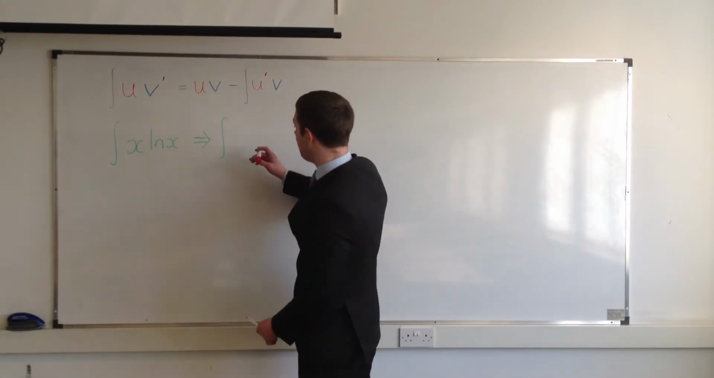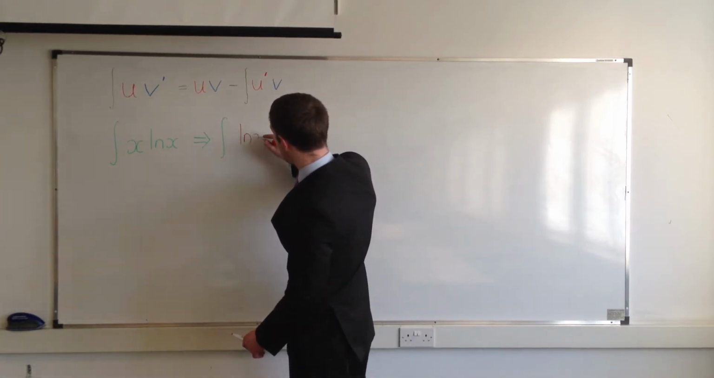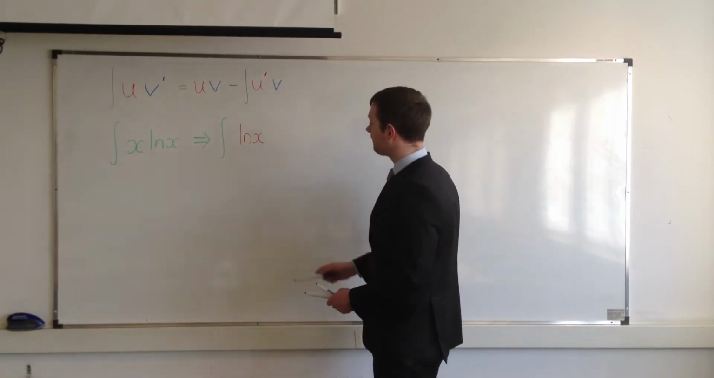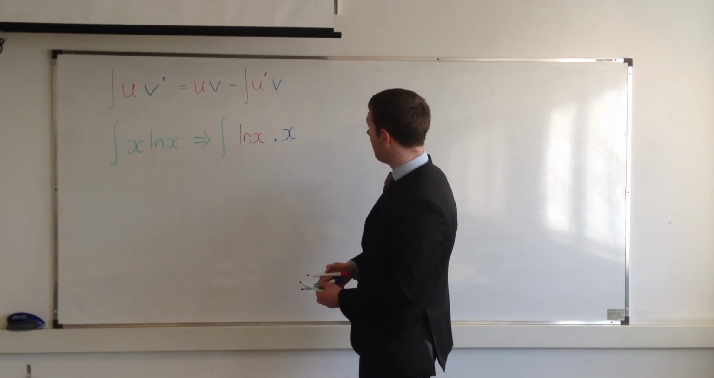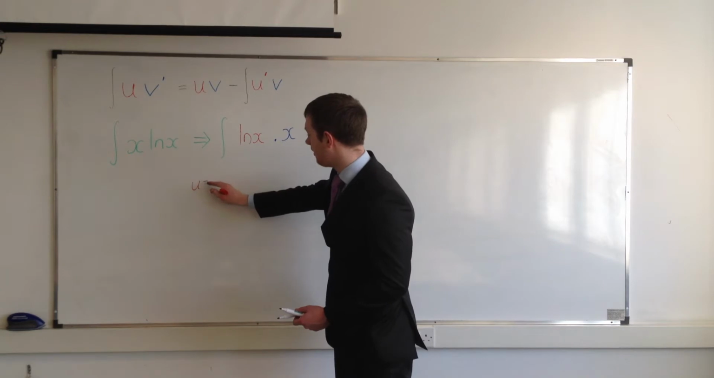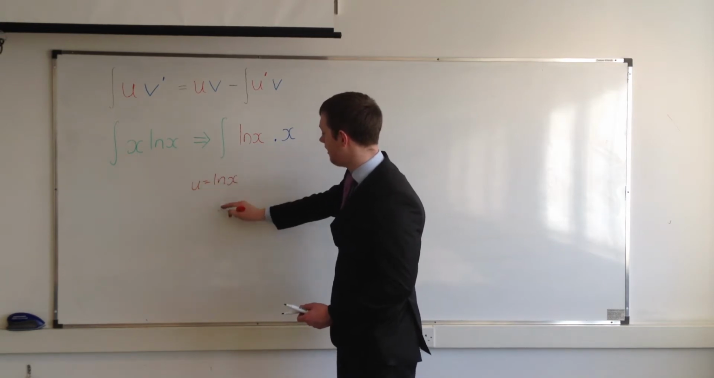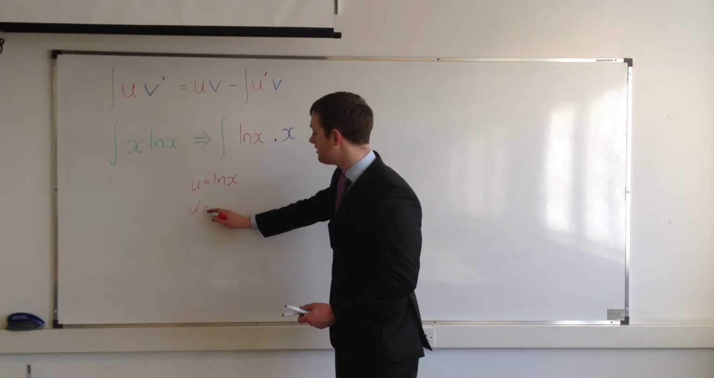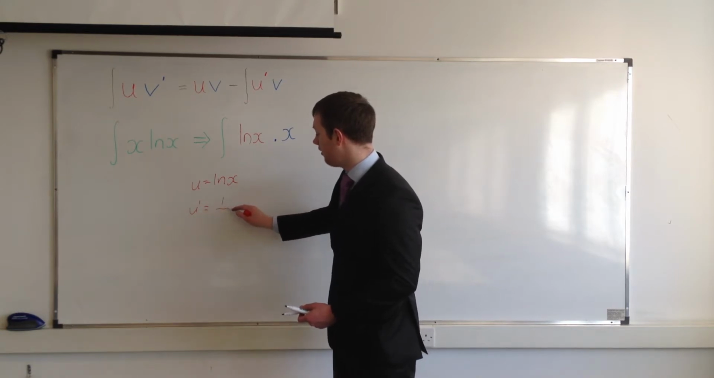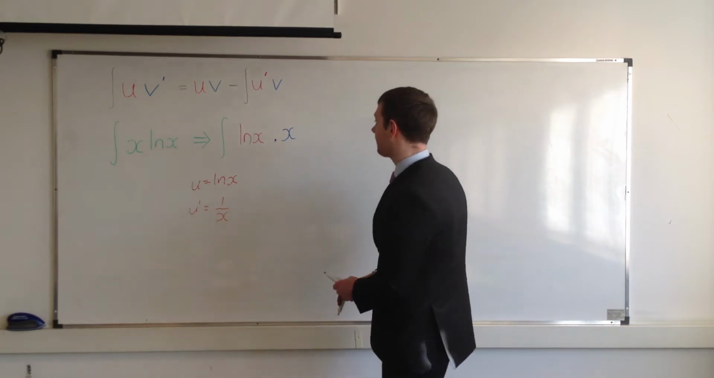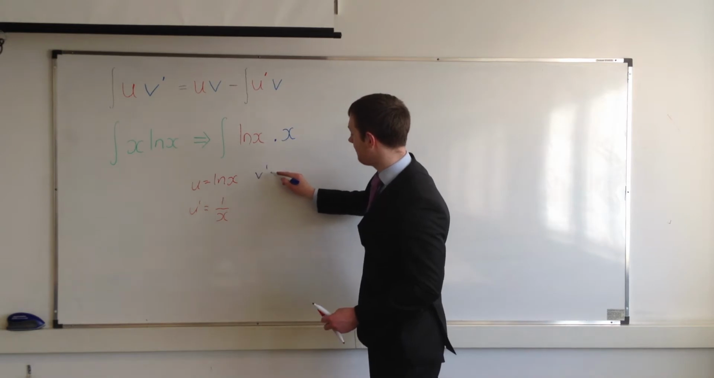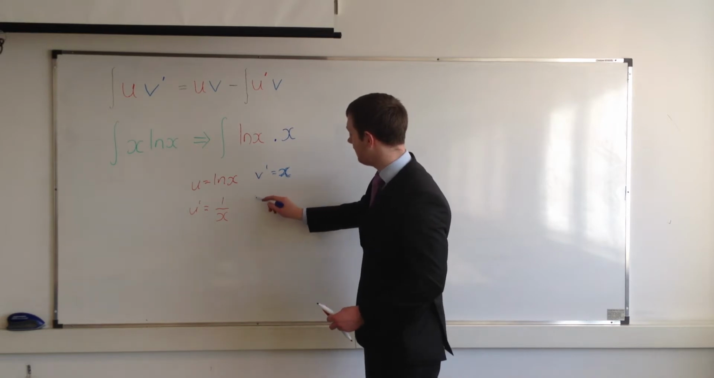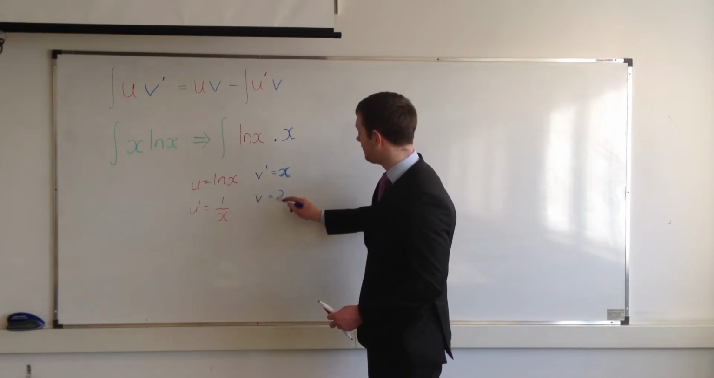So if we take our u as the ln of x, and we take our v prime as x. Now our u, obviously, is ln of x, and our u prime is the differential of this, which is 1 over x. Our x, or our v prime, is x, and the integral of this is equal to x squared over 2.